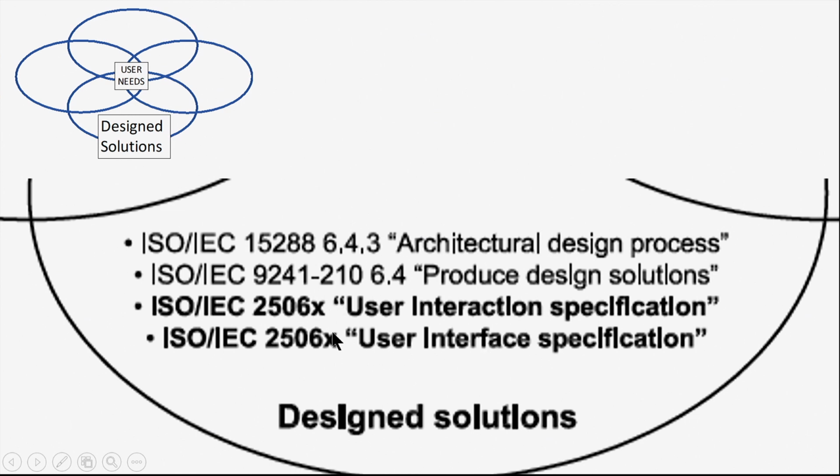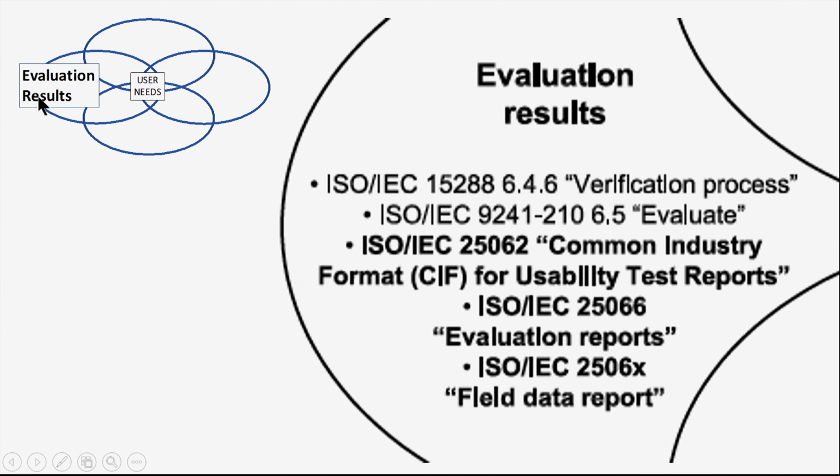And as shown by the X, these documents are still not completed at this point in time, if my memory is correct. And then finally, the 4th piece of this is evaluation. And so we have the high-level ISO quality documents, and then the specific documents that are associated with this particular topic area of user interfaces. So the common industry format for usability test reports, 25066, the evaluation document, 25064, and also the field data report. This one is yet to be completed.